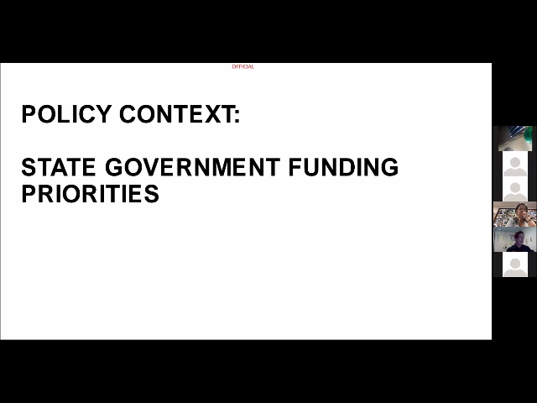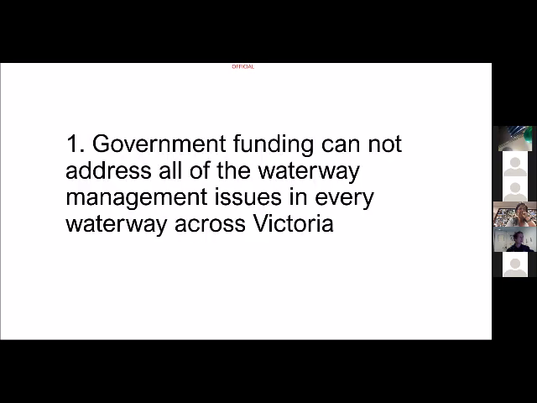So with that in mind, I just wanted to touch on some of the key priorities that we are restricted by, which also talked about some of Cecily's questions. Cecily mentioned before that government funding cannot address all the waterway management issues in every waterway across Victoria. I know that's obvious, but it's very clear in our strategy, and I wanted to mention it as well. We only have a certain pool, a bucket of funding, and I'm not trying to be nasty about this by any means, but just keep in mind the figure of $1.7 million that the report has indicated is required to repair these structures.